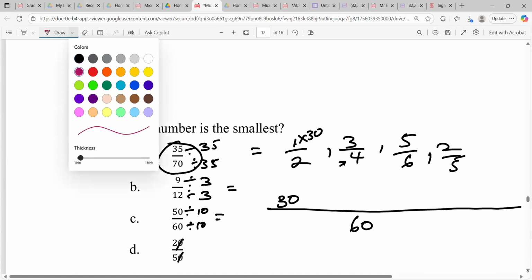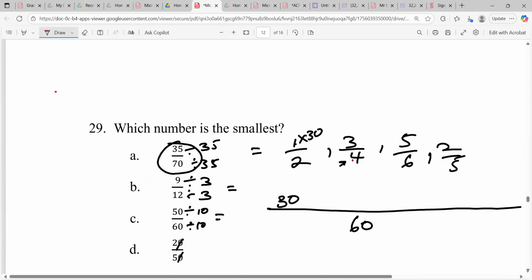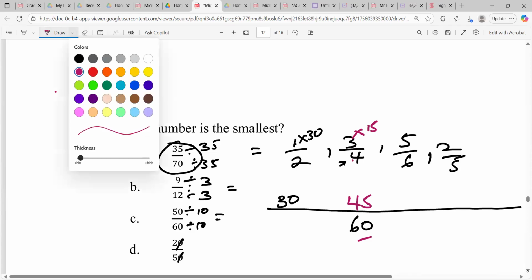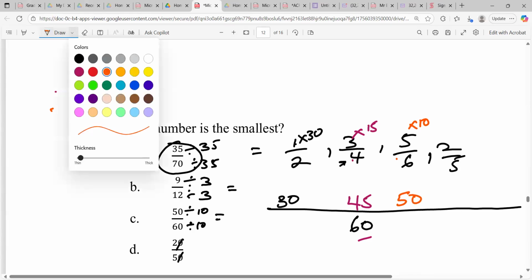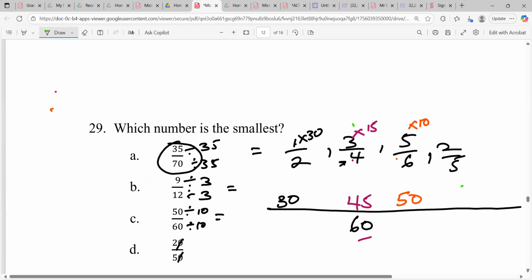All right, let's look at our next one now. 4 into 60 goes 15 times. So we multiply 3 times 15 to give us 45. So that one here is 3/4. Look again, guys. Now we're going to see 6 into 60, 10 times. 5 times 10, 50. Still not done yet. 5 into 60, 12 times 2, that's 24.